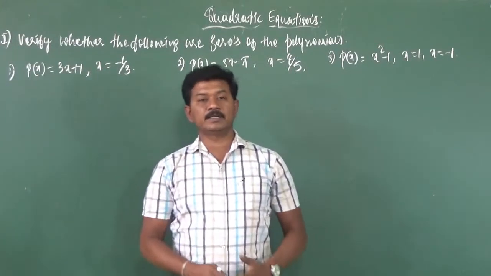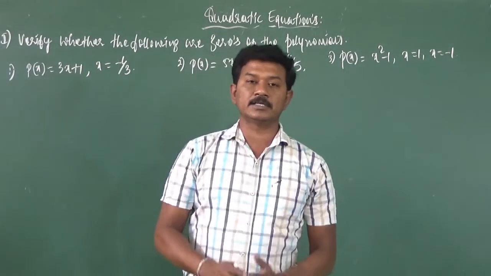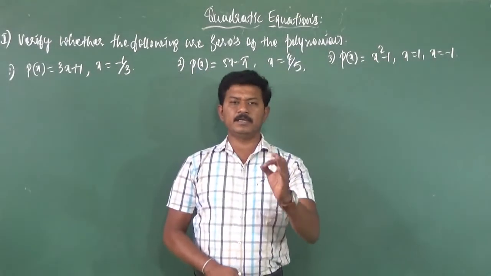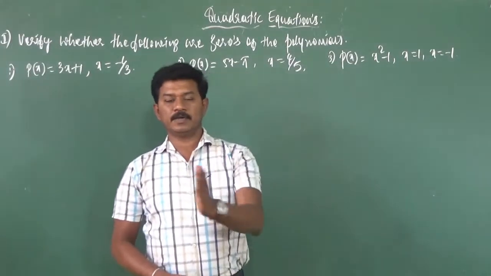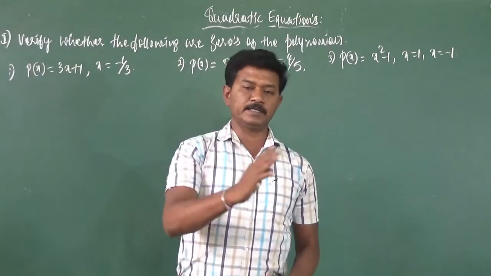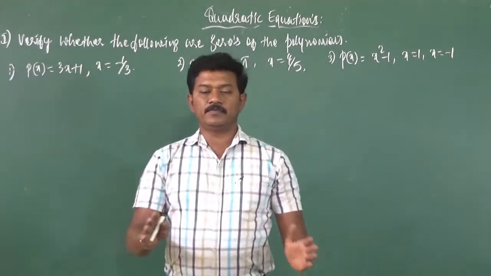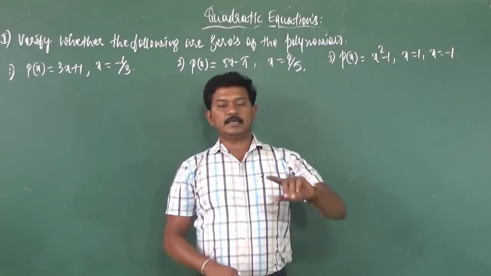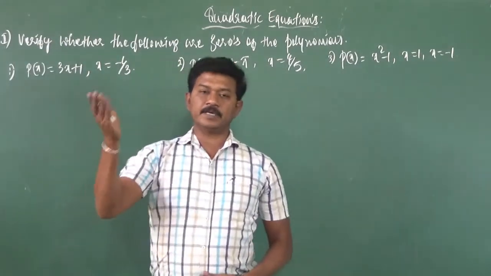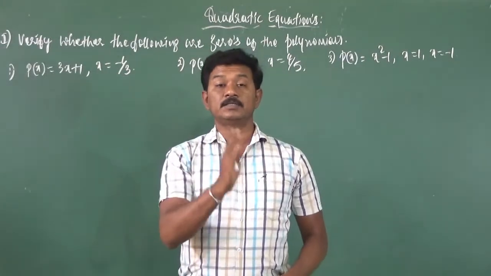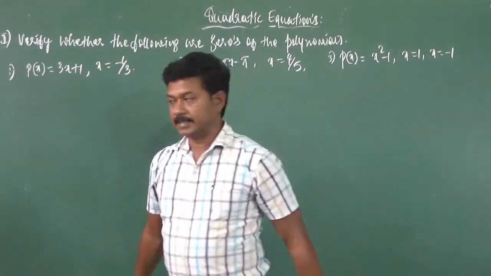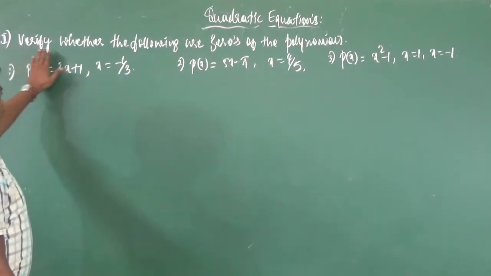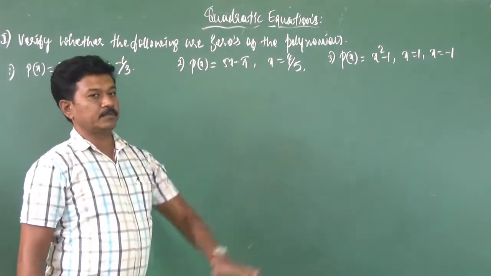On this particular concept, we are going to discuss very important and simple, interesting problems on the zero of a polynomial. Once again, I will repeat the definition. If you have not written the definition, please write this. If p of x is a polynomial and k is any real number, and if p of k is equal to 0, then k is called the zero of the polynomial. Right. Now, in this session, we have a question here: verify whether the following are zeros of a polynomial.